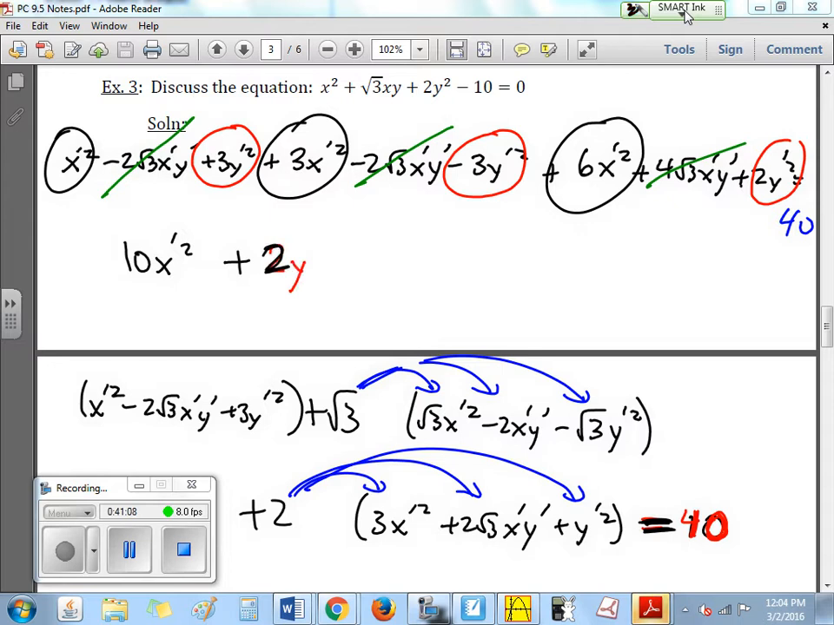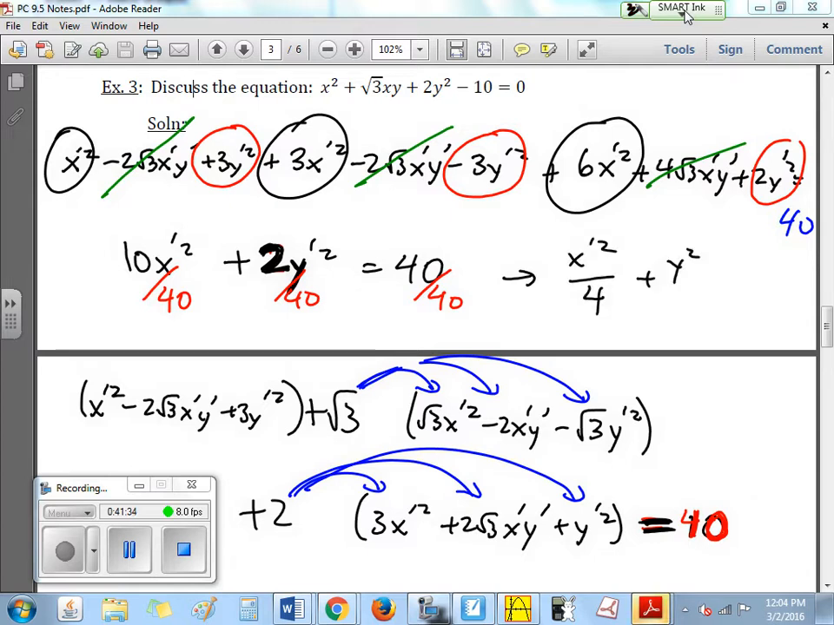If you're a little lost, it's okay. Just know that I made a substitution and it all cleaned up for me. You can go back and check it later. Wow, look at that. Divide by 40. You got yourself standard form. By far the most rewarding thing in the world for this class. So that is not complicated at all.